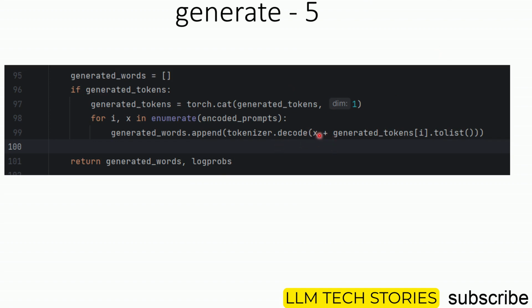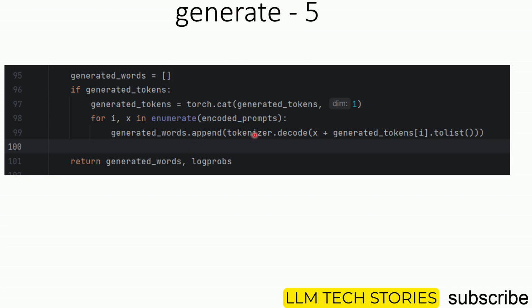So here you can see X plus generated tokens. Combining both of them, it basically reconstructs the complete sequence. So it integrates the original prompt with the newly generated token. This way, each entry in the generated word reflects the combination of the original prompt as well as the generated content. So that's the idea here. So the output basically retains the context provided by the prompts.